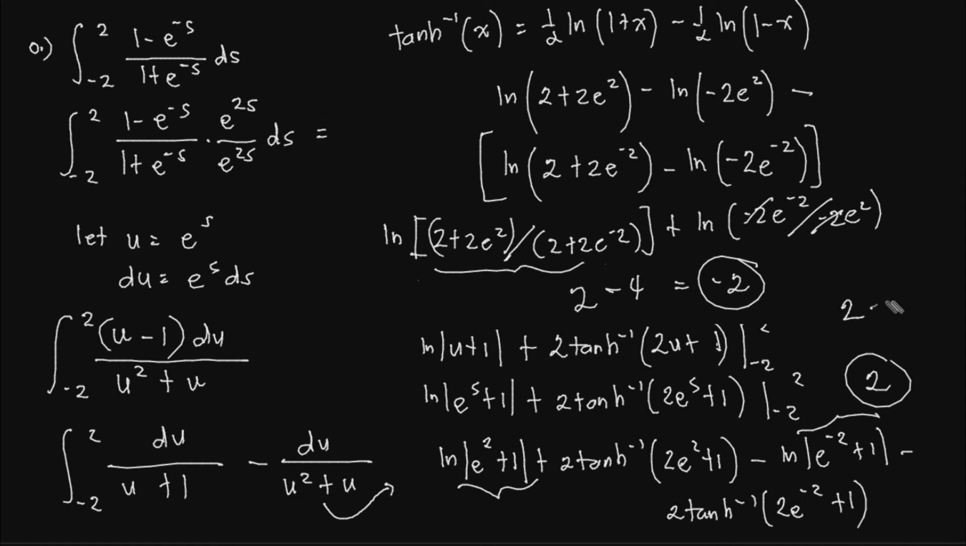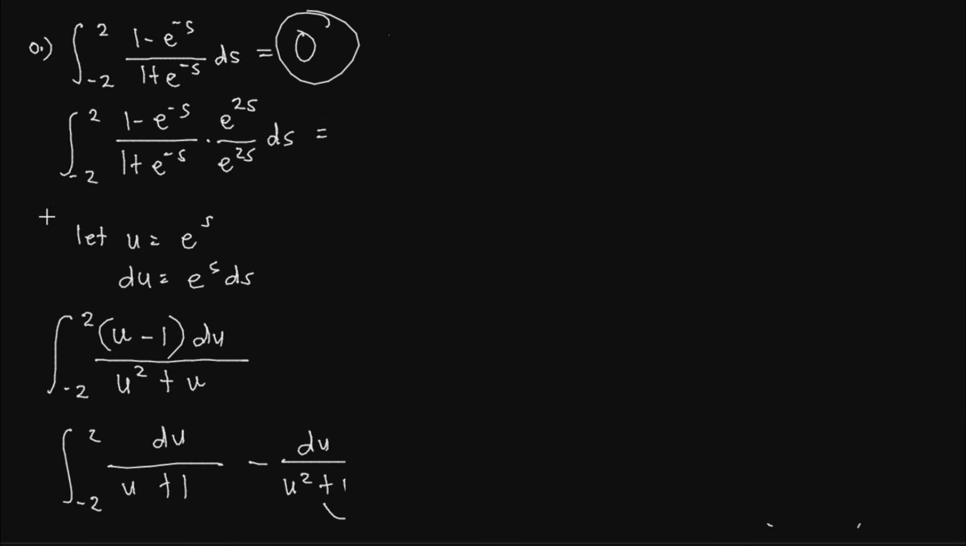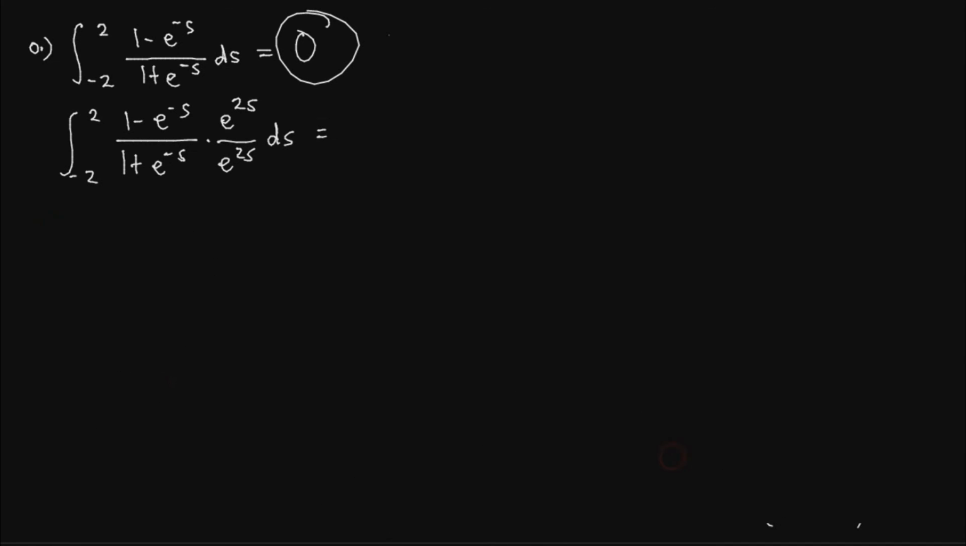So therefore, 2 minus 2 is equal to 0. That's why the answer for this is 0. So that's it for this problem. Now, I want to show you another solution for why this expression became 0, without doing integration. So, burahin din natin to.